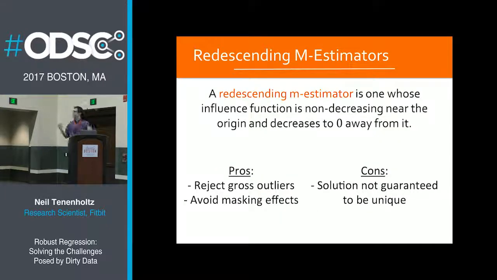And so it rejects gross outliers, which is great. It also avoids masking effects, so you're not intentionally or unintentionally fitting a bad line and then screwing with that cycle. But unfortunately, because it's nonlinear, your solution isn't guaranteed to be unique. So if that's important to you, you have to be careful using these. If you run it 10 different times with 10 different initializations, you're not guaranteed to get the same exact line, maybe slightly different. For QA purposes, that may be challenging.